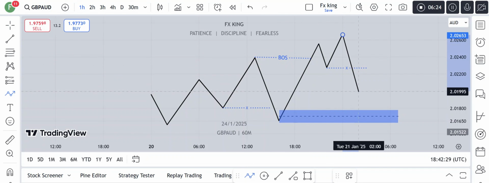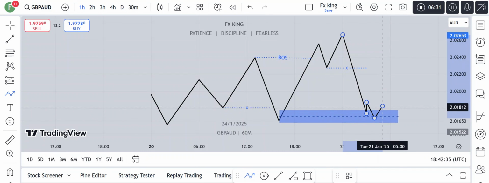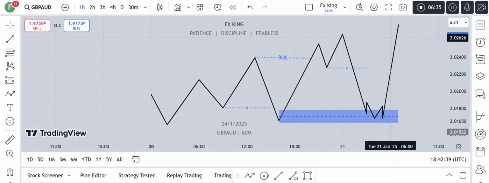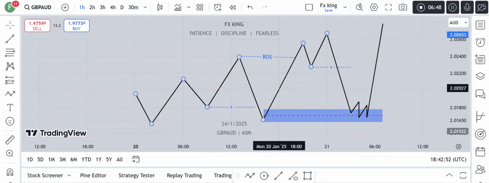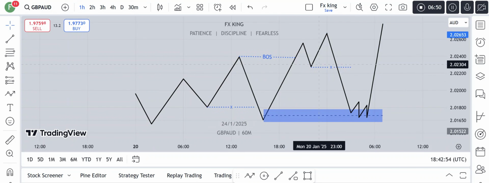And then when the market finally comes down, takes out the inducement, and gives us a confirmation at our zone, then we can be looking to buy in this case. Now, when we buy in this case, the market gives us a nice break of structure. So this is how we use inducement. If you have any question, you can ask.